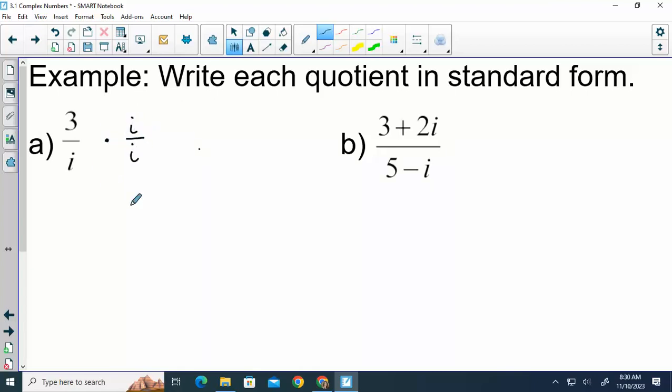So if I multiply the I on top and bottom, I get 3i divided by I squared. How does that help me? I squared is negative 1, so that's 3i divided by negative 1, or negative 3i.